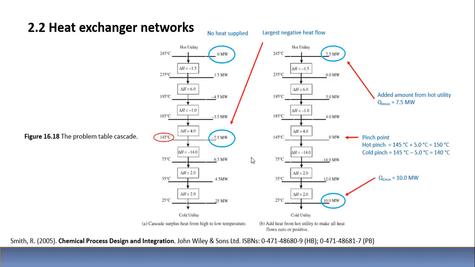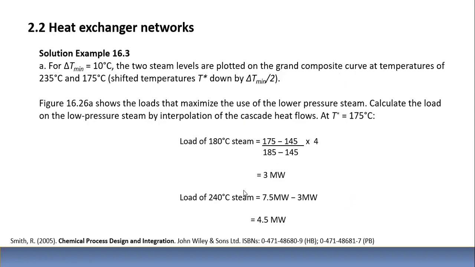Muy bien, este es el diagrama 16.2, que ya lo habíamos visto y ustedes están familiarizados con esto. Este es el diagrama de cascada que ya lo habíamos visto con ustedes y que se determinó que QH mínimo era 7.5 y QC mínimo es 10. Con esa información procedemos a hacer pues lo siguiente.